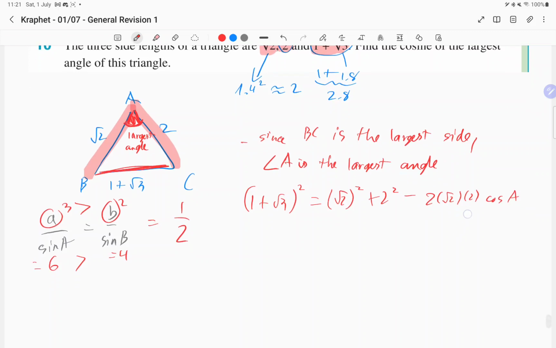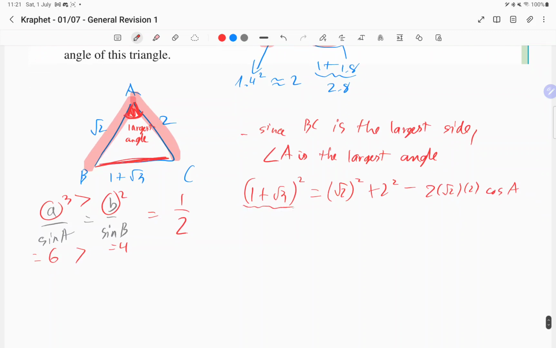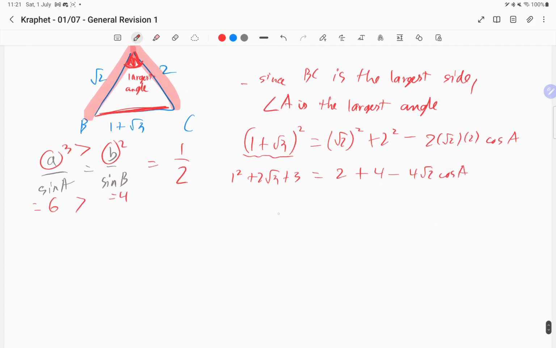Okay, then this one is when you use that expansion. So it's 1 squared plus 2 times 1 times root 3 plus root 3 squared. Remember that? The (a plus b) everything squared. And then this one will be 2 plus 4 minus 4 root 2 cos A. So rearranging it, move the 4 root 2 cos A over to this side, and then move this whole thing to the other side. Well, 1 plus 3 is just 4.